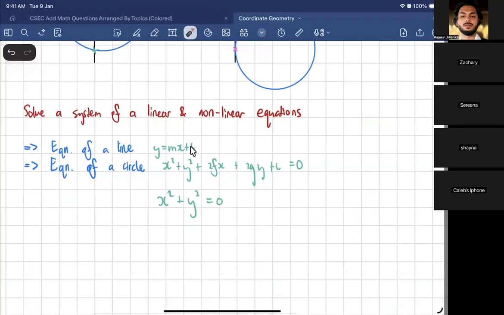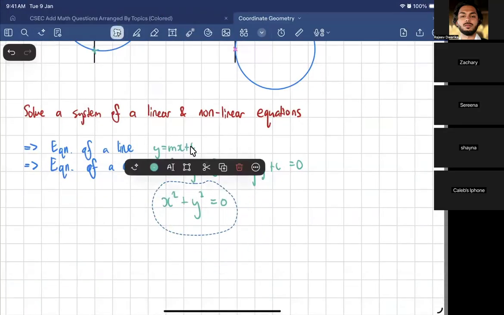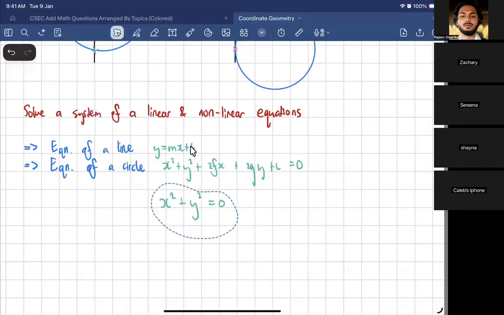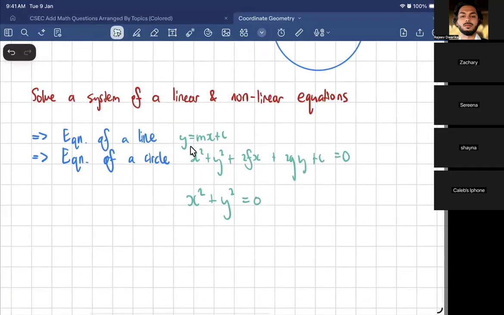So if you see x squared plus y squared in the exam, that is also the equation of a circle, just with the center at (0, 0). Cool. So you need to be able to solve a system of linear and nonlinear equations like this. So you'll have a line and you might have a circle.